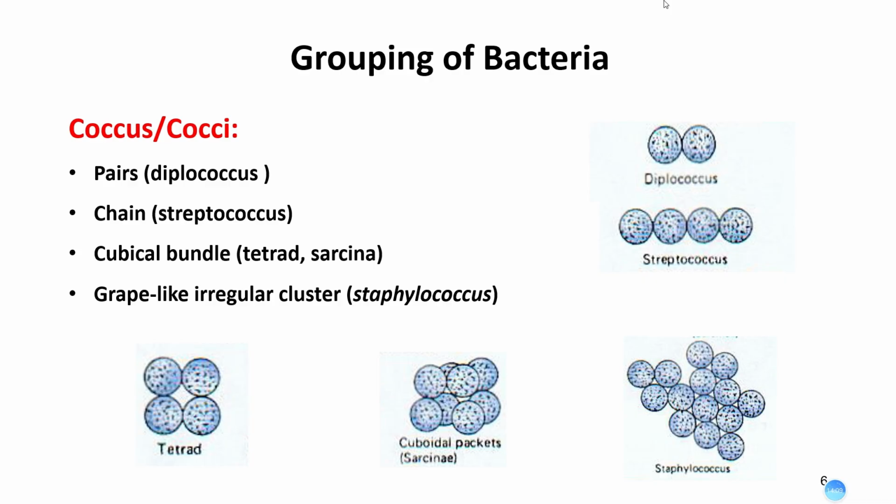Or some bacteria group together like an irregular cluster. Irregular cluster means like you have a bunch of grapes, and the grapes bunch together irregularly. So this one we call a grape-like irregular cluster. The famous example is Staphylococcus. In this name, the first part, Staphy, means grape. So Staphylococcus, one of our major pathogens, which we'll introduce in detail.